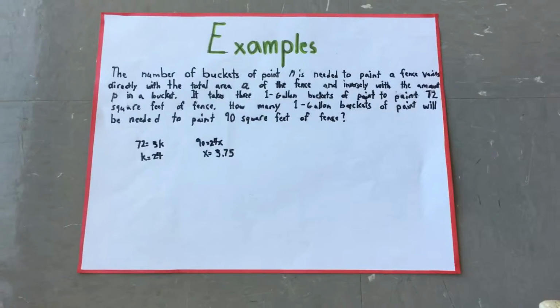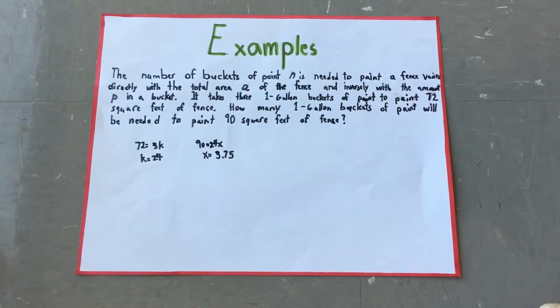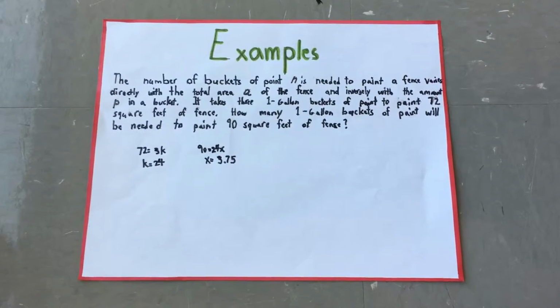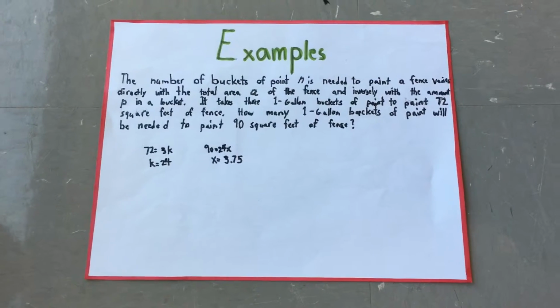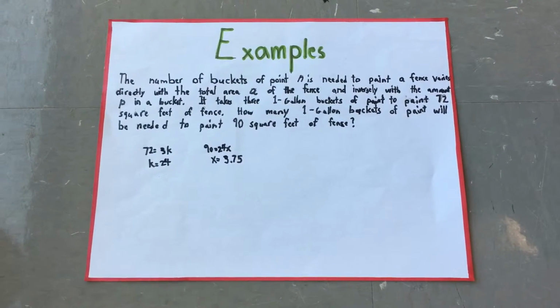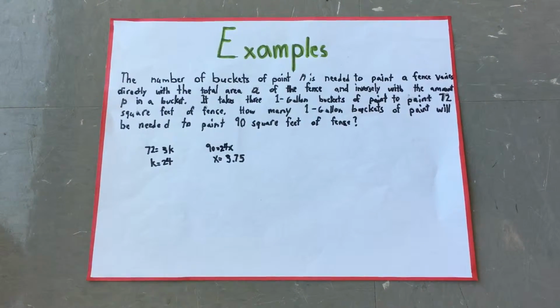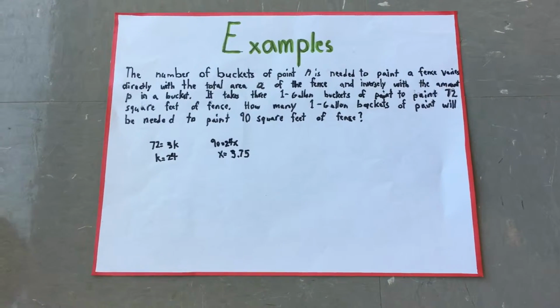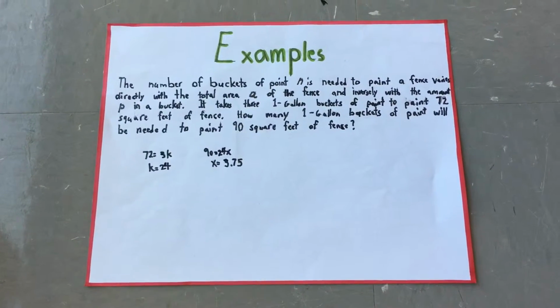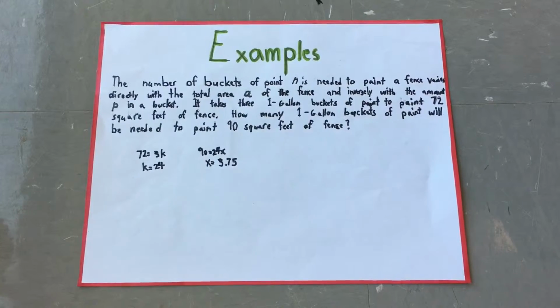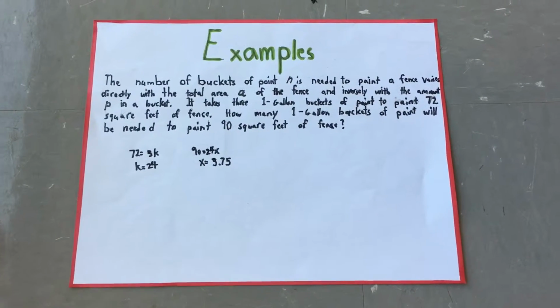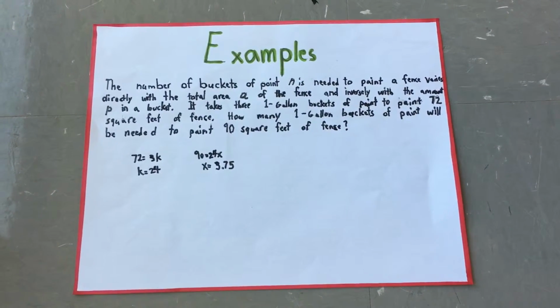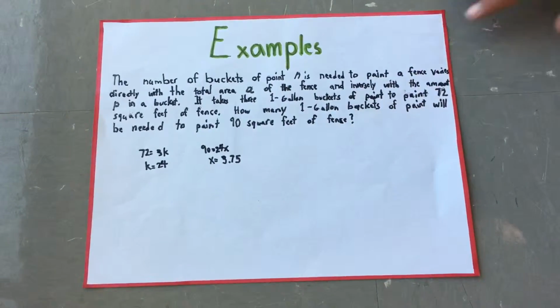The number of buckets of paint N needed to paint a fence varies directly with the total area A of the fence and inversely with the amount P in a bucket. It takes 3 one-gallon buckets of paint to paint 72 square feet of fence. How many one-gallon buckets of paint will be needed to paint 90 square feet of fence? And here's the equation you use.